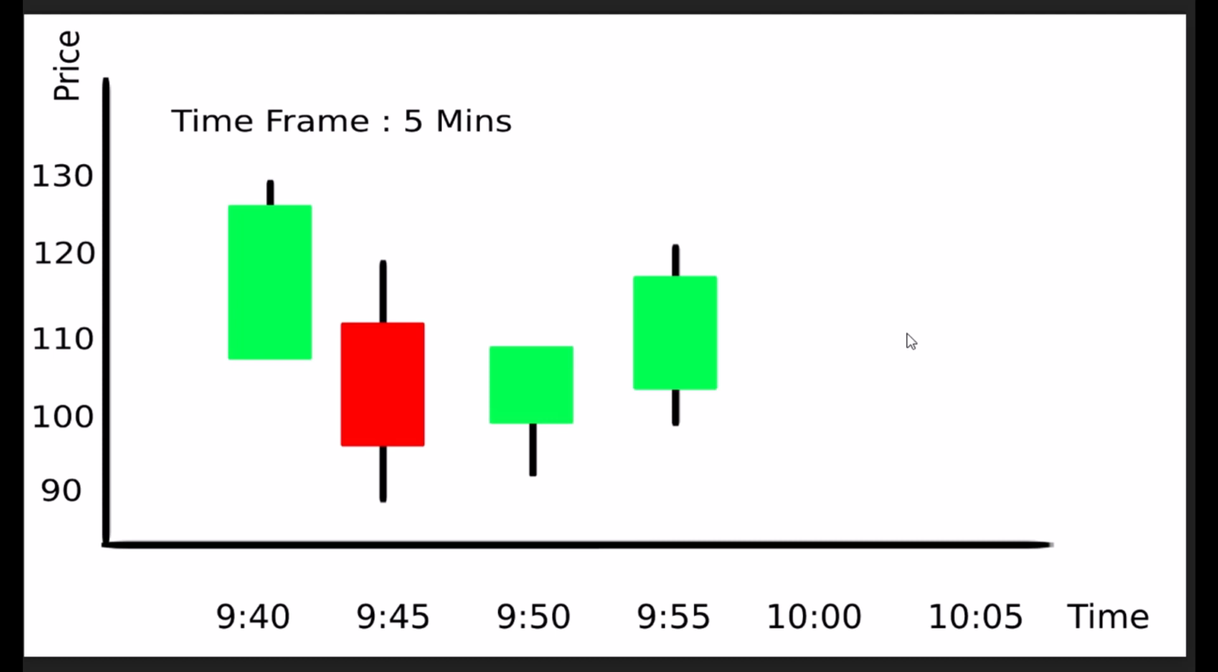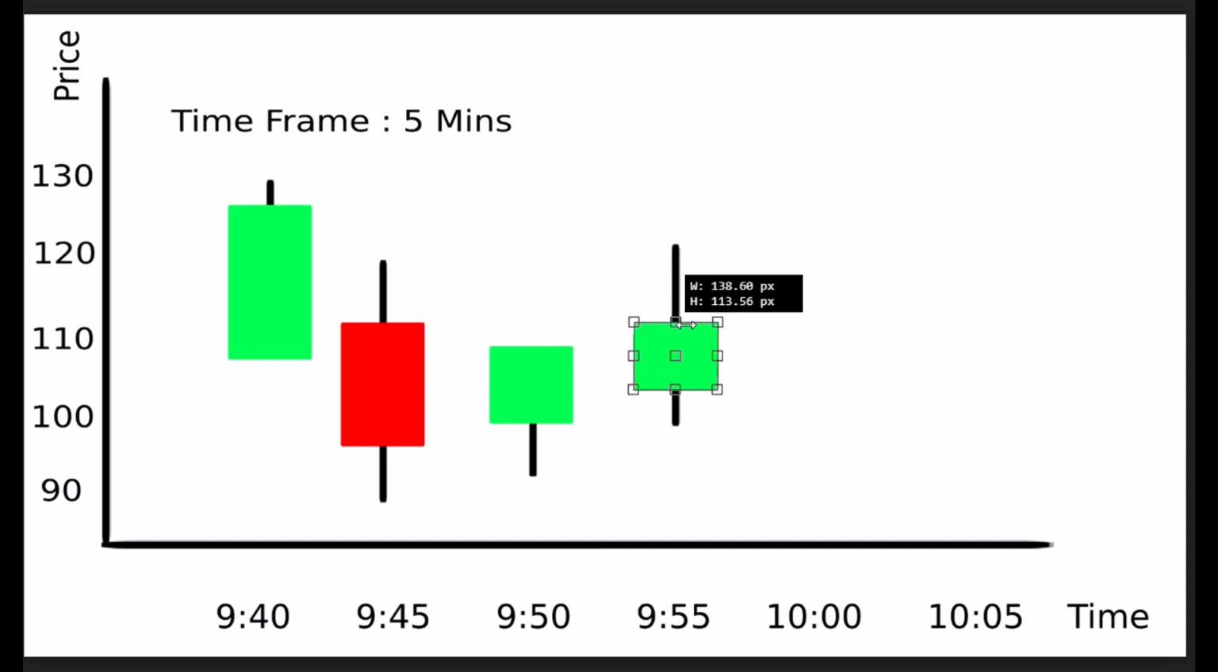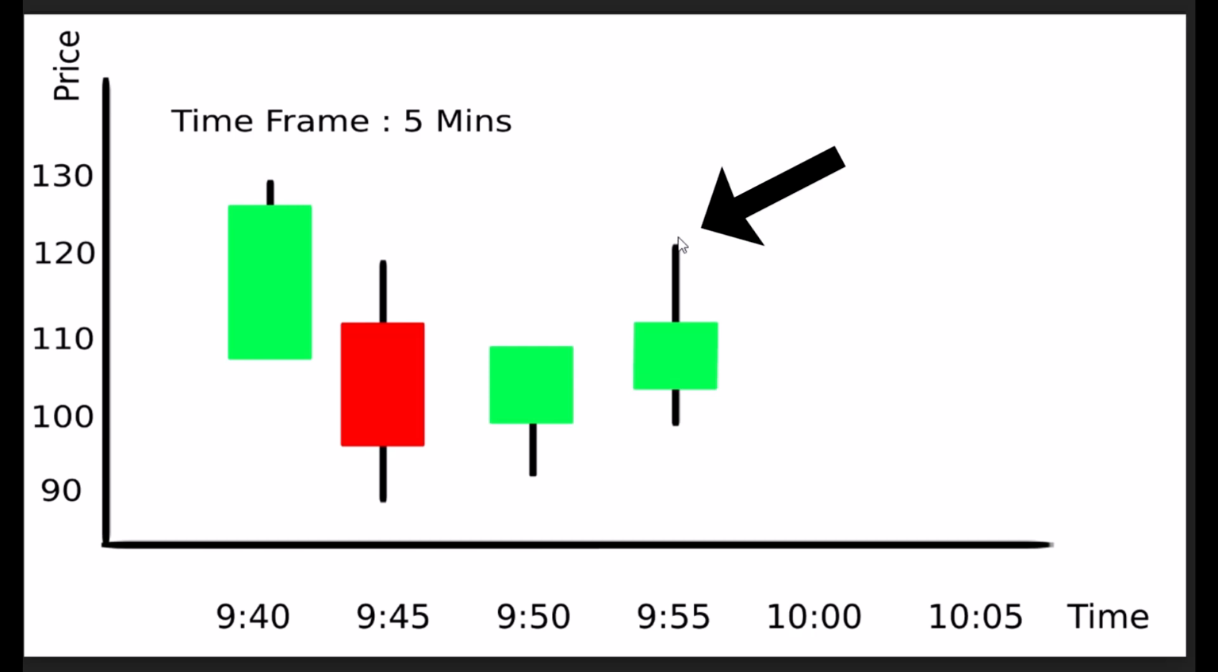So, here is a candlestick. There are four important points you should know in a candlestick. Where the green part starts, this is called the open. And where it ends, this is called the close. If it ends here, this is the close. And if it ends here, then this is the close. Now these lines are called wicks, just as how a candle has a wick. So here the top end of the wick is called high and the bottom end is called low.